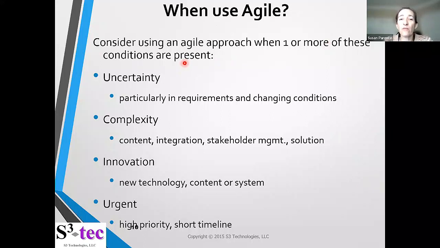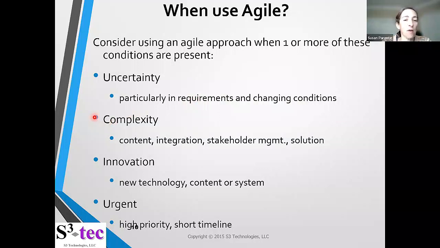So when do you want to use Agile? Consider using an Agile approach when one or more of the following conditions are present. I like these because it's a simple list of 4 items: uncertainty, complexity, innovation, and urgency. So uncertainty, particularly in requirements and changing conditions. So this is scope uncertainty in particular. If there is a lot of that, or you know there will be scope uncertainty or scope changes, then Agile could be the right approach to use instead of using a traditional approach.